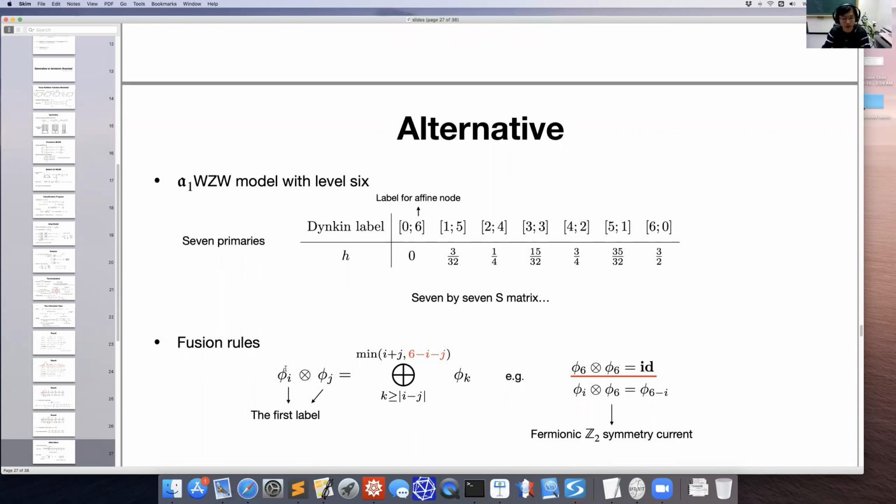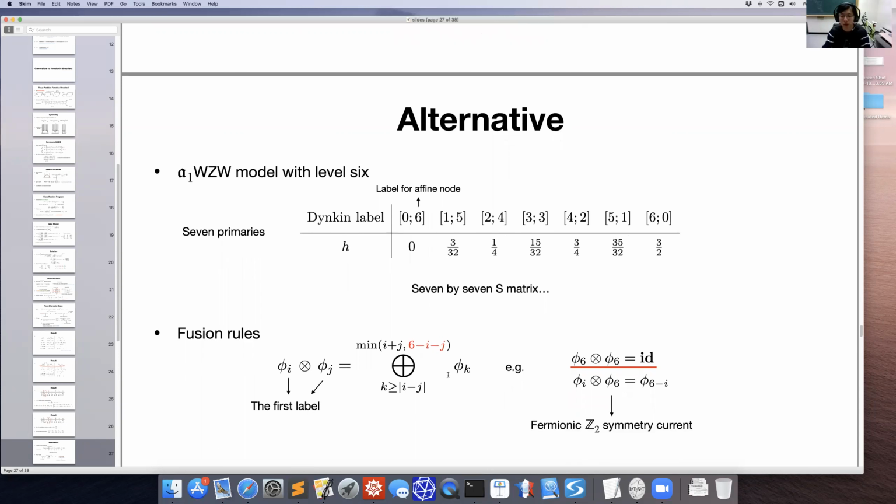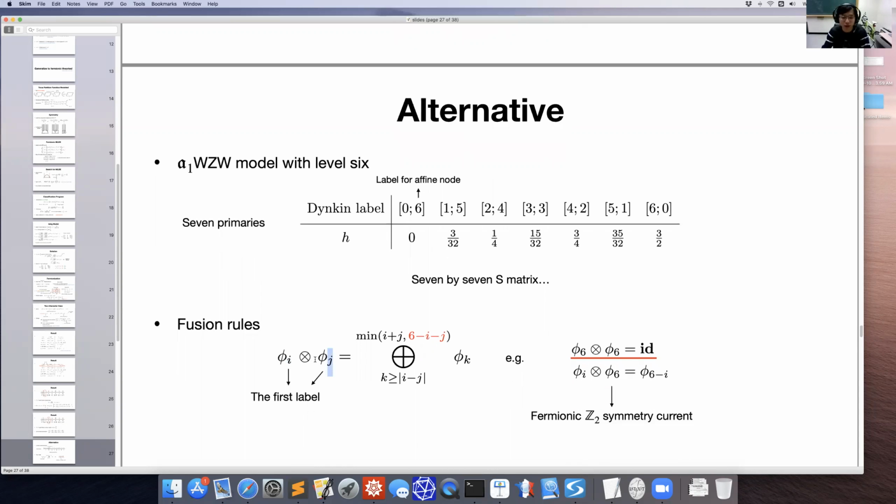And again, let me write down the fusion rules in the following form. Here, I use ij to denote only the first label, because the second label is just 6 minus the first label. It turns out that this is actually very similar to the so-called decomposition rule of tensor product of SU(2), the finite SU(2) Lie algebra, but with one important difference, which is that for this part we have also a 6 minus i minus j constraint.